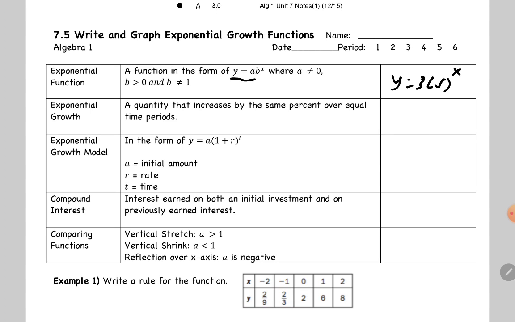An exponential growth is a quantity that increases by the same percent over equal time periods. And then we have this formula, where A is the initial amount, R is the rate at which it grows, and T is how long time it takes. Compound interest: interest earned on both the initial investment and on previously earned interest. So let's look at these.